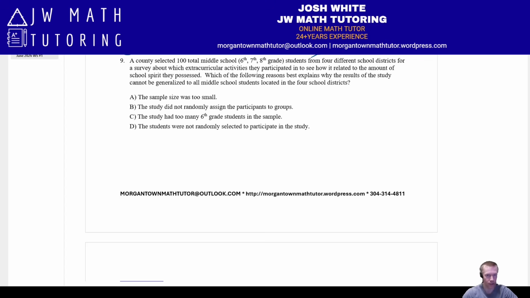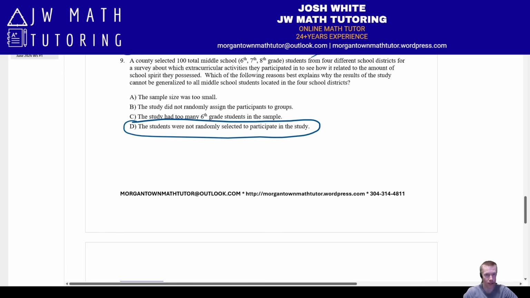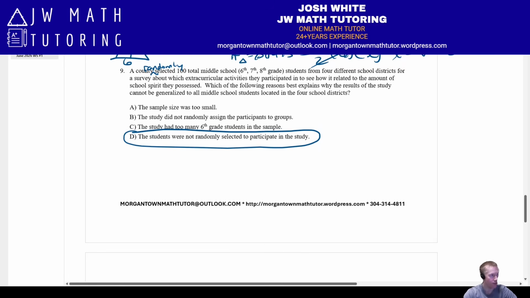So the answer to this question is just going to be D. The whole reason is because if you read this very carefully, notice it says a county selected 100 total school students, and so on. Notice what's missing here is the word randomly. They did not randomly select the students. That is the reason why you cannot take these results and generalize them to all the middle school students in these 4 different school districts.